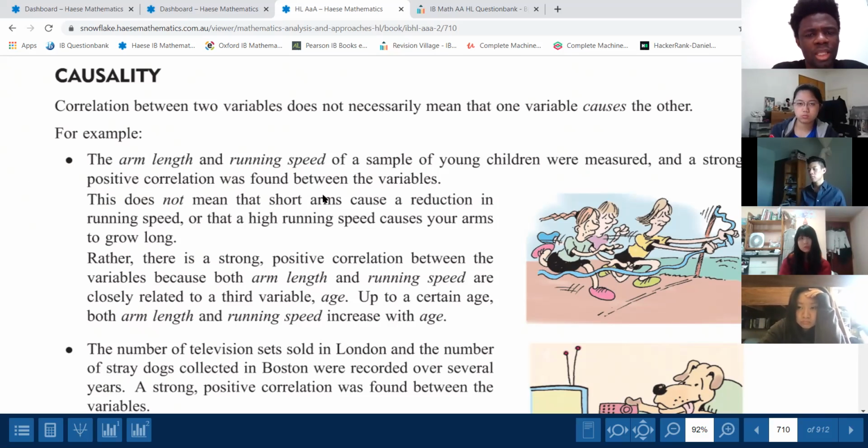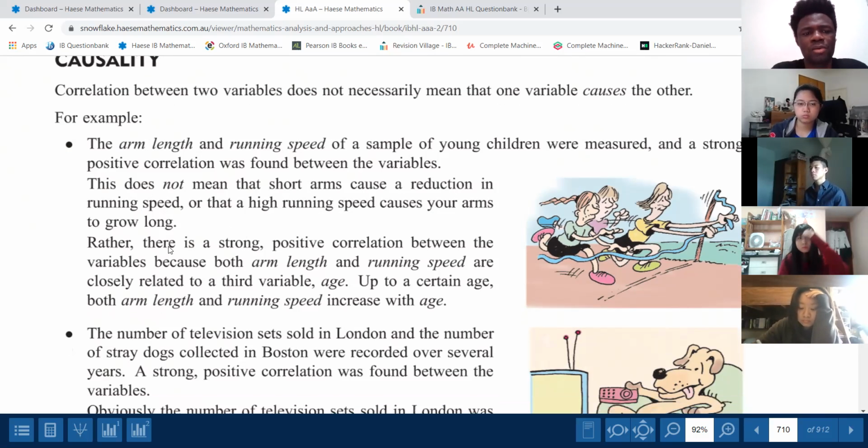So this does not mean that short arm causes reduction in speed, or high running speed causes your arms to grow. Rather, there is a strong positive correlation between the variables because both arm length and running speed are closely related to another variable which was not in the picture at first, which is the age. Ethan will probably run longer than someone in P5. So maybe it's a function of age. Do you understand that?